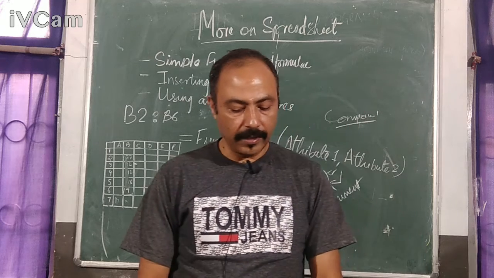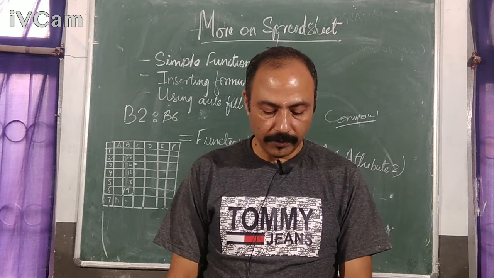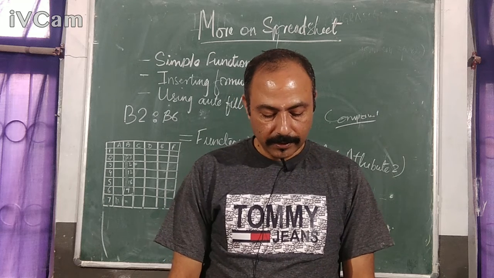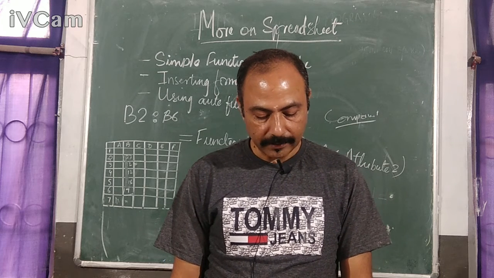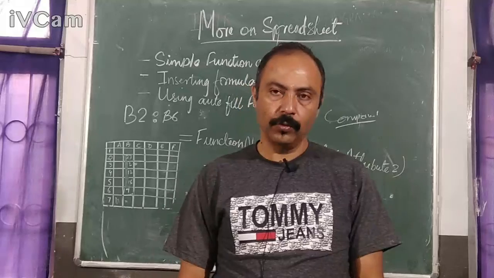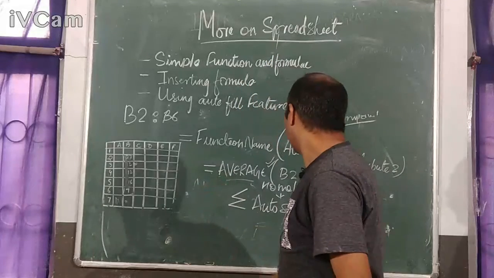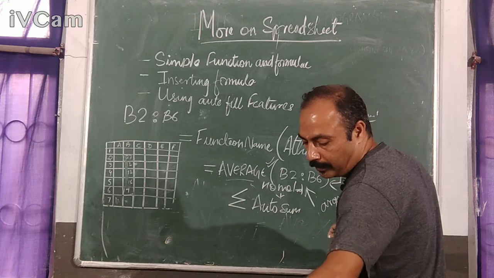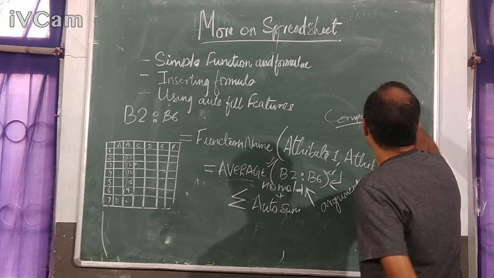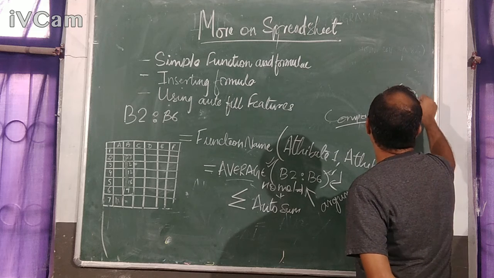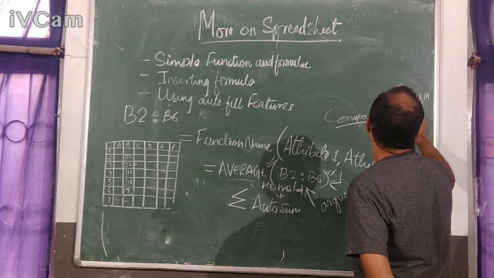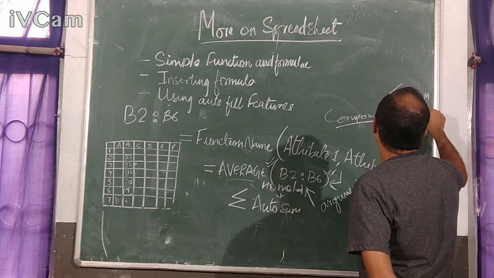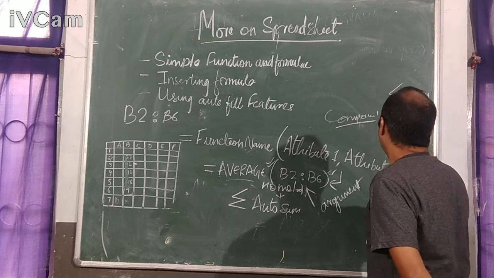The Insert Function dialog box appears as shown in figure 3. Select the required function from the function list, then click OK. There are several options in the menu under AutoSum: when you click AutoSum, you get sum, average, and some more functions.